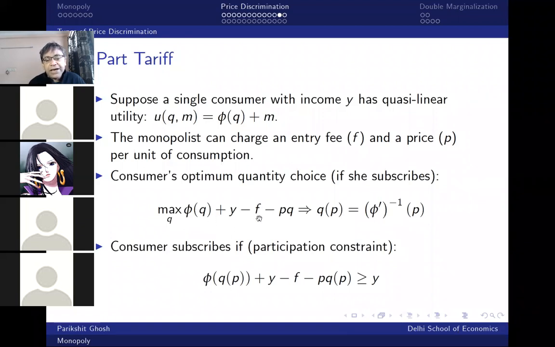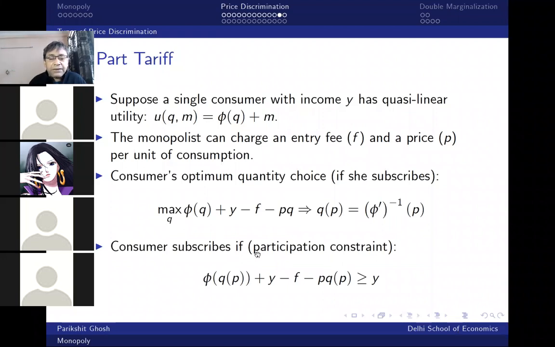And since entry fee F is a fixed cost, it doesn't affect the optimum Q. The optimum Q only depends on the per unit price. And it's basically the inverse of the marginal utility function as usual. So marginal utility of the quantity she buys should be equal to price. And you just invert that to get this.